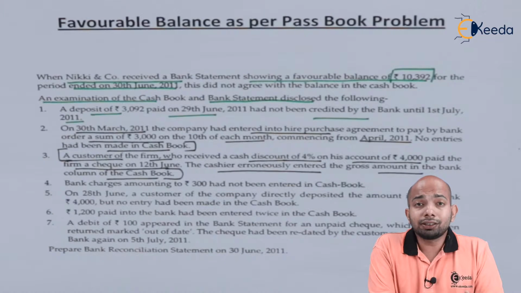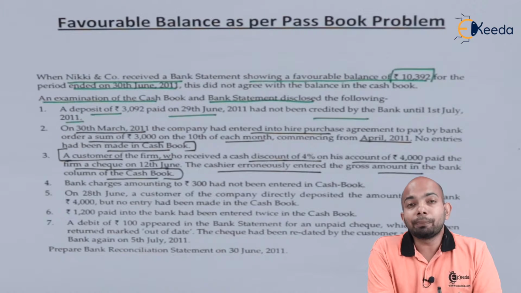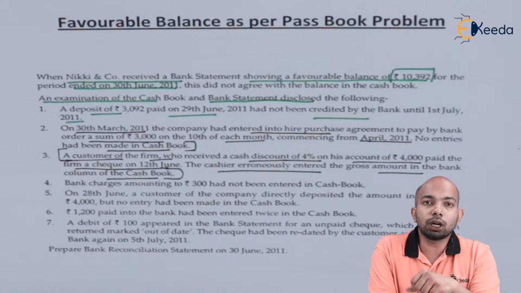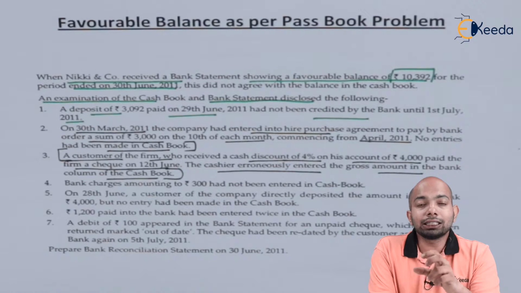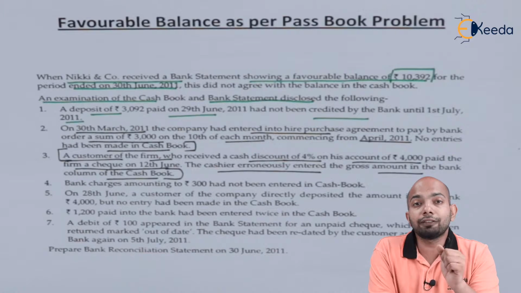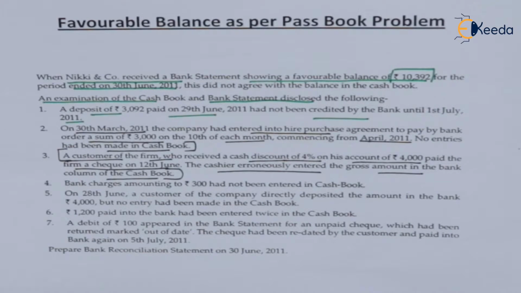There is also the other transaction that has been mentioned. A customer of the firm who received 4% discount is mentioned on an amount of 4,000. The bank, that means the cashier in the bank, erroneously mentioned the amount of gross. That means the total gross amount of 4,000 was entered here rather than the amount which is supposed to be discounted. Let's figure out what we have in the next transaction.